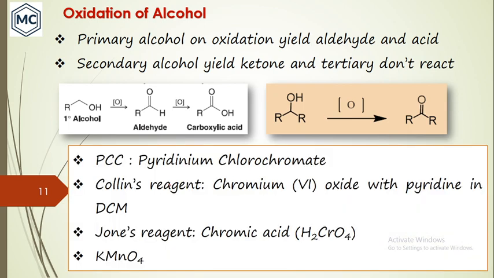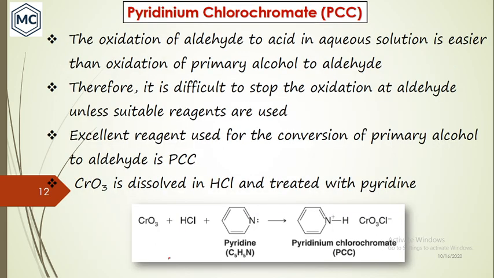So what are the reagents that are used for this process? One is PCC, that is pyridinium chlorochromate. Another one is Collins reagent. Collins reagent is chromium oxide with pyridine, in dichloromethane. Third one, Jones reagent, that is chromic acid, H2CrO4. Fourth one, potassium permanganate. And first we will consider pyridinium chlorochromate, PCC.